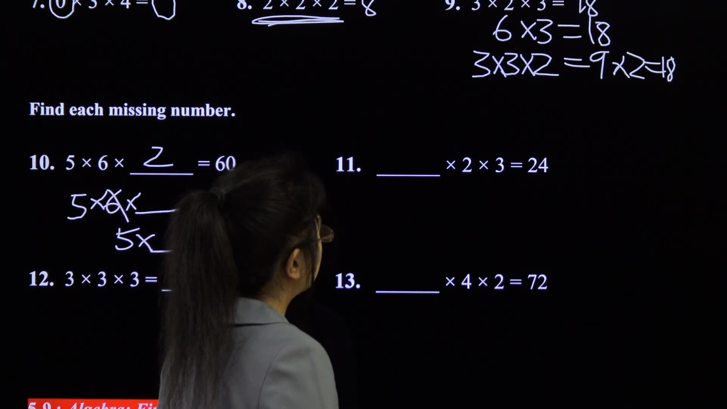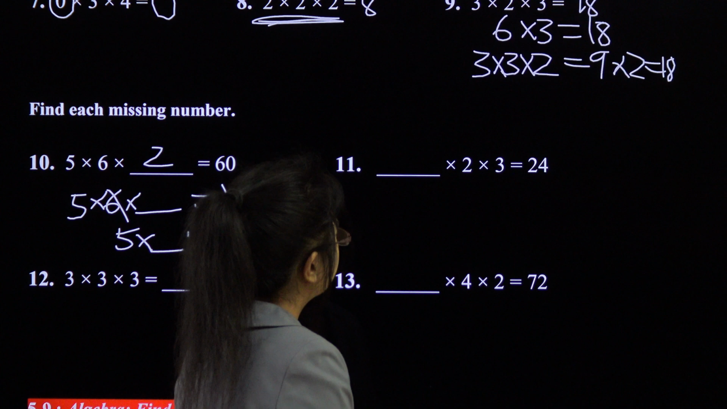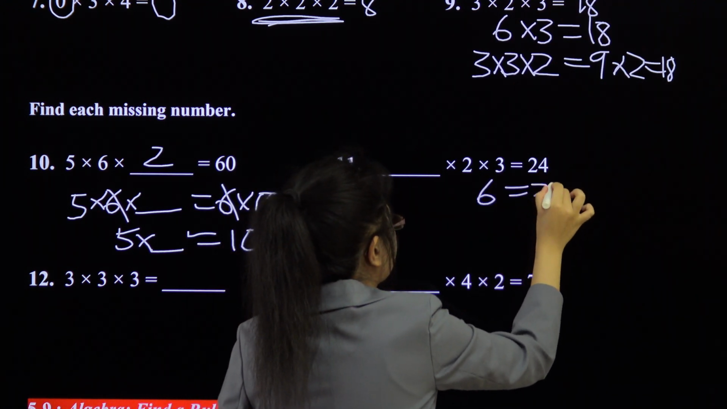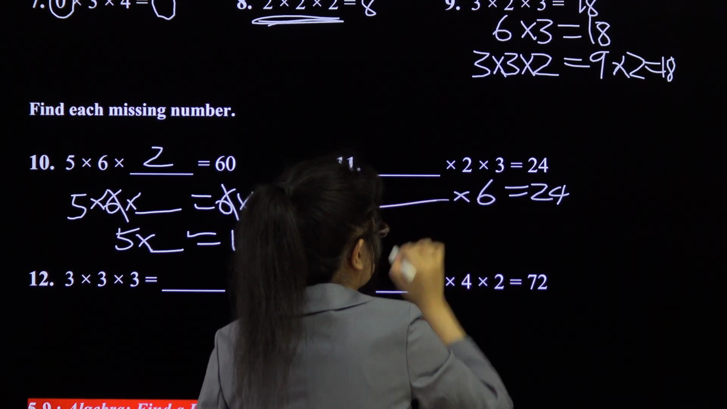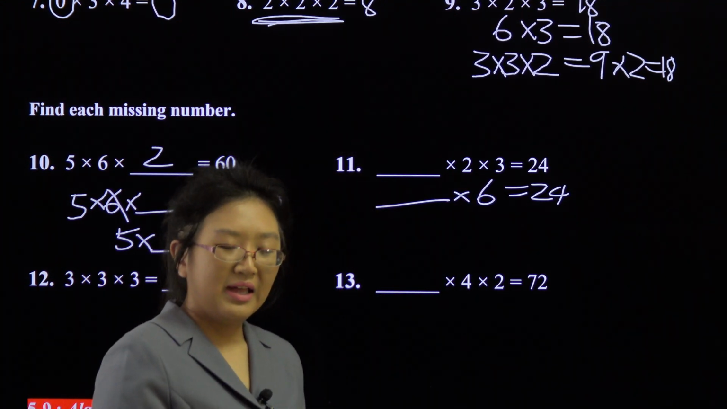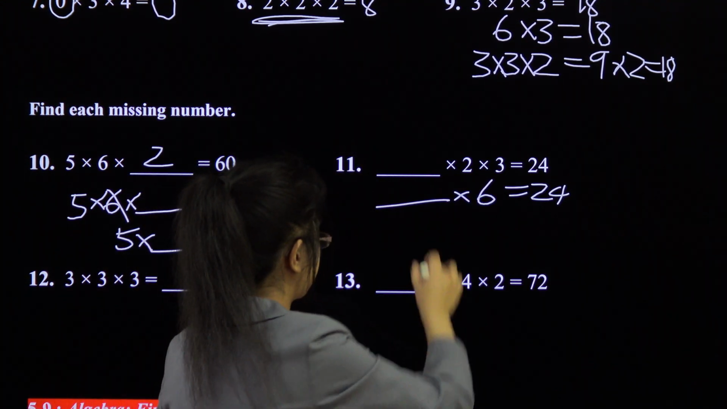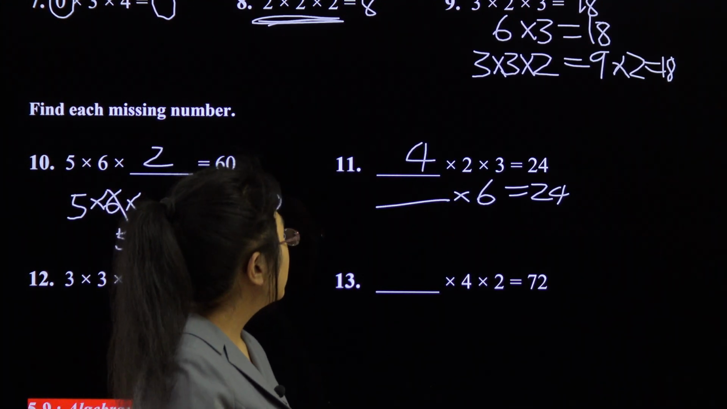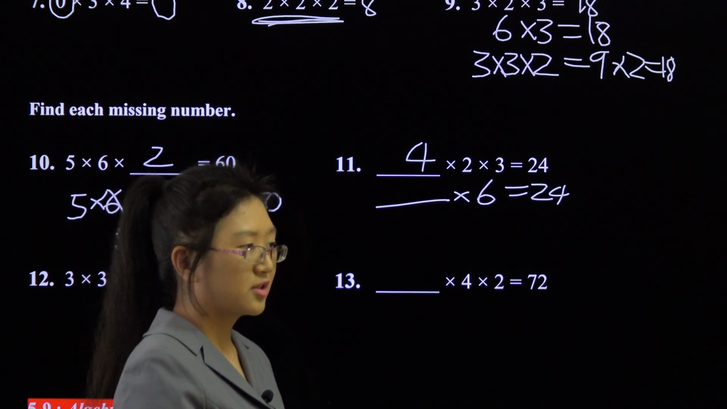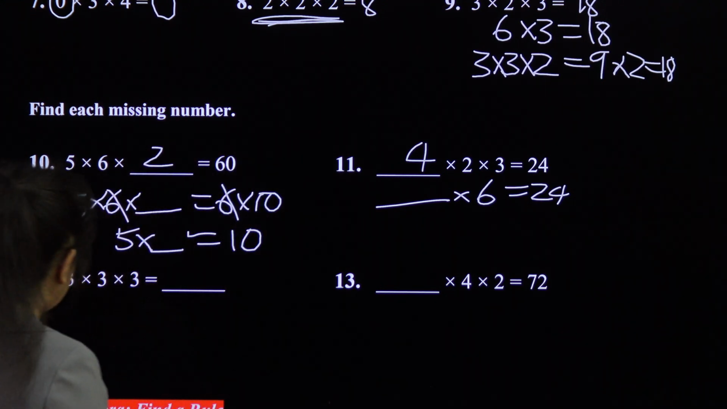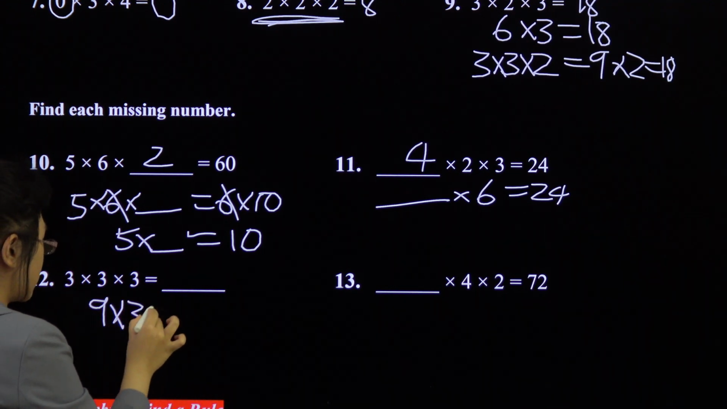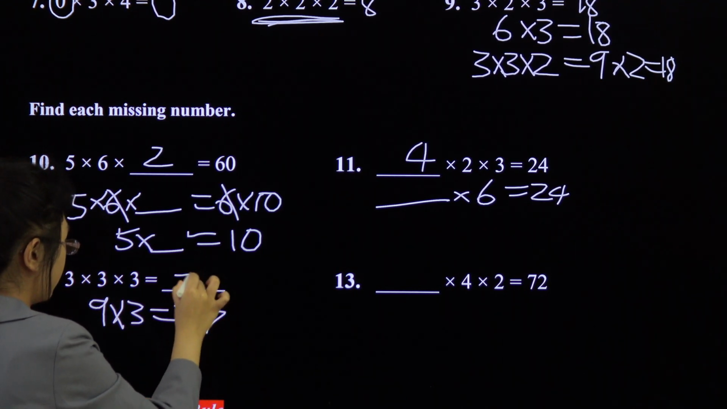Now, something times 2 times 3 equals 24. 2 times 3 is equal to 6. Something times 6 equals 24. And last time I checked, 4 times 6 equals 24. If you want to check this over, 4 times 2, 8, 8 times 3, 24. 3 times 3 times 3, that's 9 times 3, which is equal to 27.